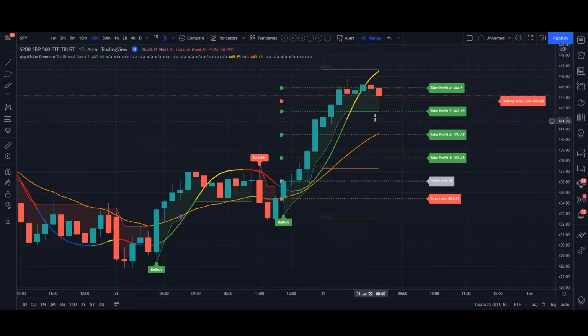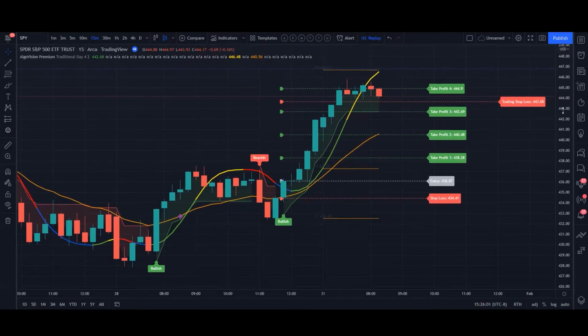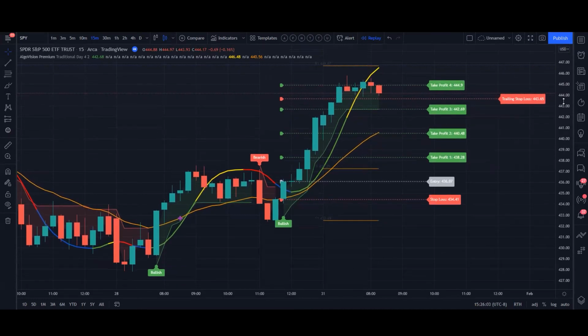Now, if your signals and take profit are all bunched up and hard to see, you can use the right-hand side over here and drag up and down on the scale to make the size of the candles larger or smaller, which will in turn change the distance between the labels themselves.